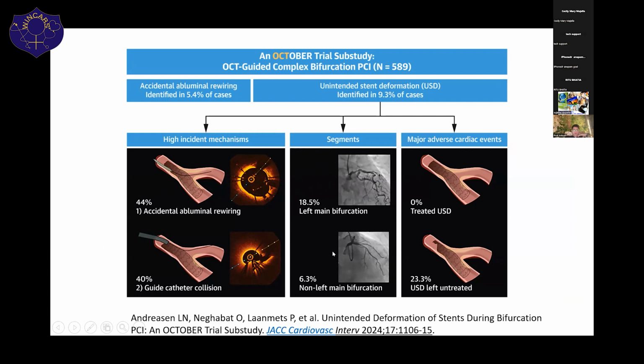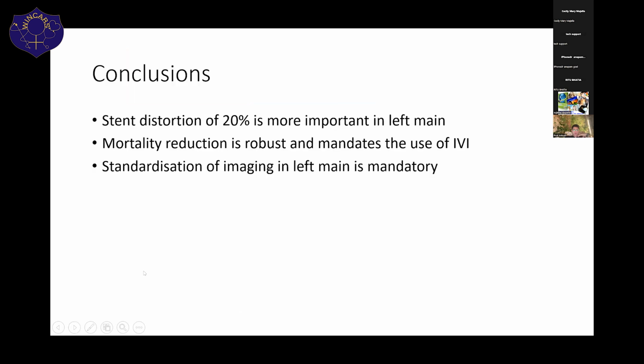So how do you find these? Unless we do imaging, we will not be able to see abluminal wiring or stent distortions. So in conclusion, stent distortion of 20% is very, very important in the left main. Mortality reduction, not only MACE reduction, is robust and mandates the use of intravascular imaging, and standardization of imaging in the left main is mandatory. Thank you.